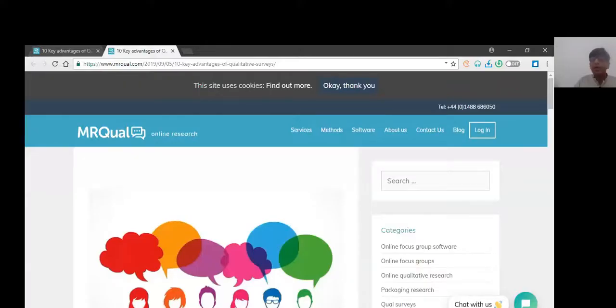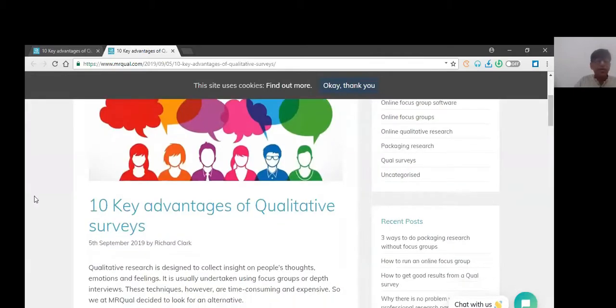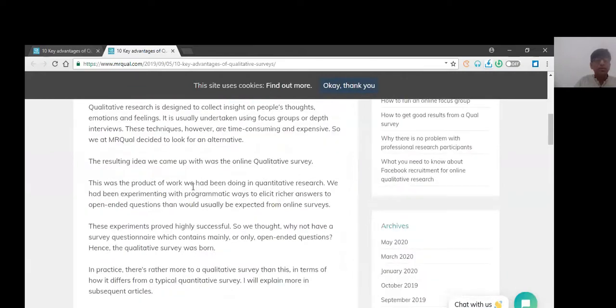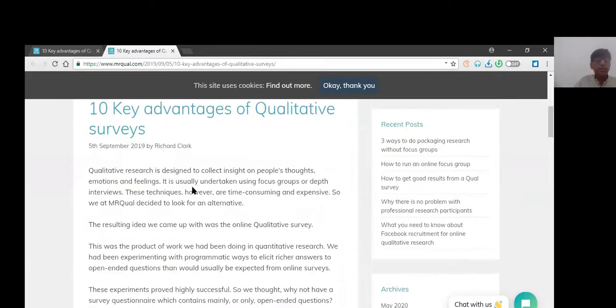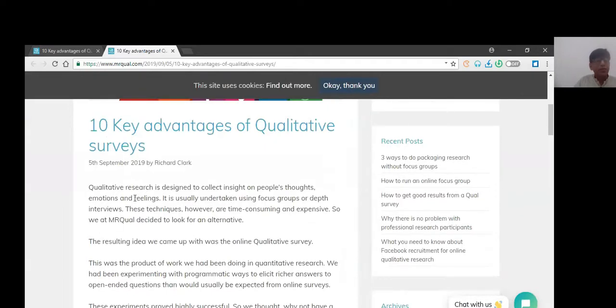Now, these are the 10 key advantages of qualitative research. Qualitative research is designed to collect insight on people's thoughts, emotions, or feelings. It is usually undertaken using focus groups or in-depth interviews. So you can conduct it with the help of a focus group or conduct in-depth interviews. These techniques, however, are time consuming and also expensive.